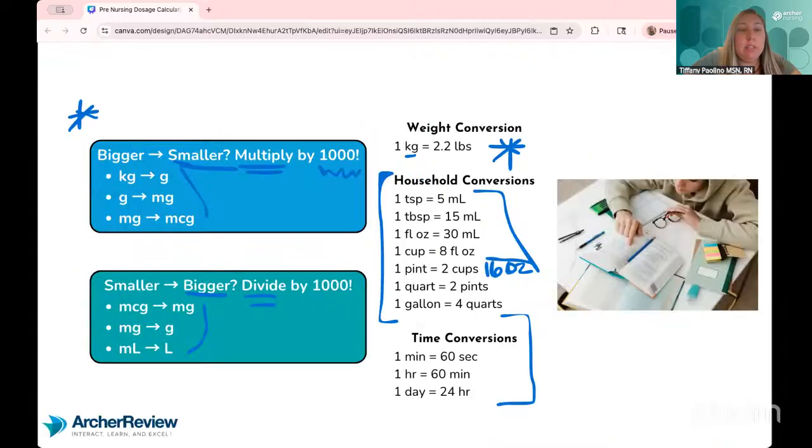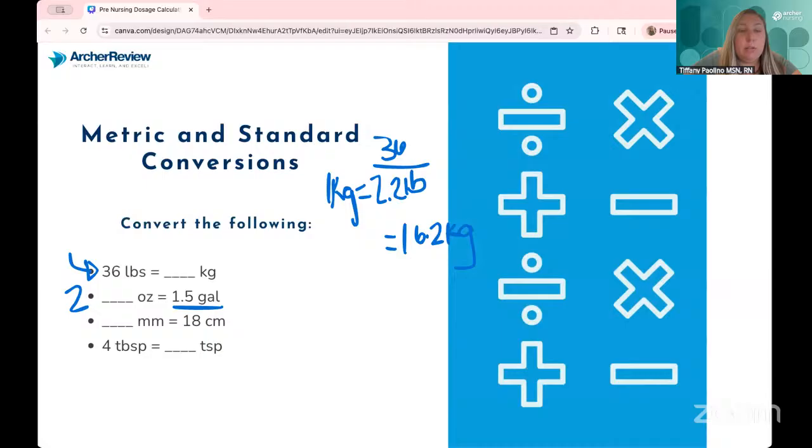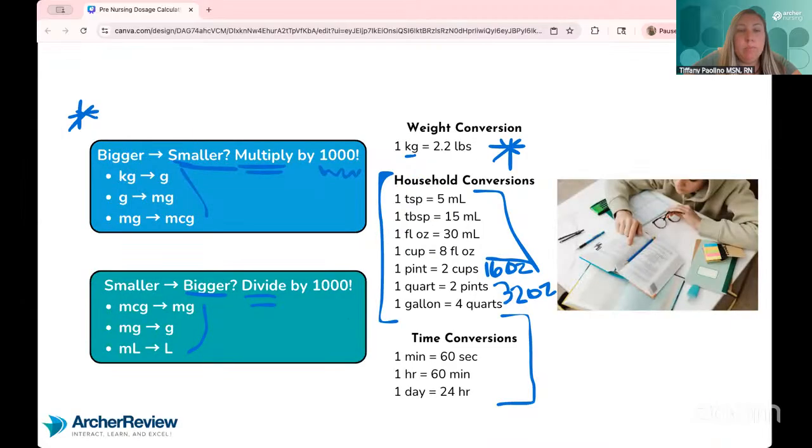So how many ounces? So 1 cup is 8 ounces. 1 pint is 2 cups, which would be 16 ounces. 1 quart is 2 pints, so that would be 32 ounces. So knowing that, I would be able to convert. Oh, sorry, I was at quart. I meant to go to gallon. And then knowing that, so 1 gallon is 4 quarts. If this is how many is in 1 quart, I would multiply this times 4, and I get 128 ounces.